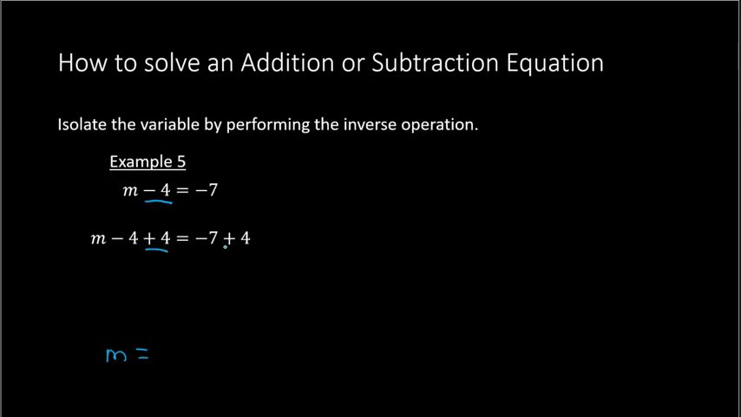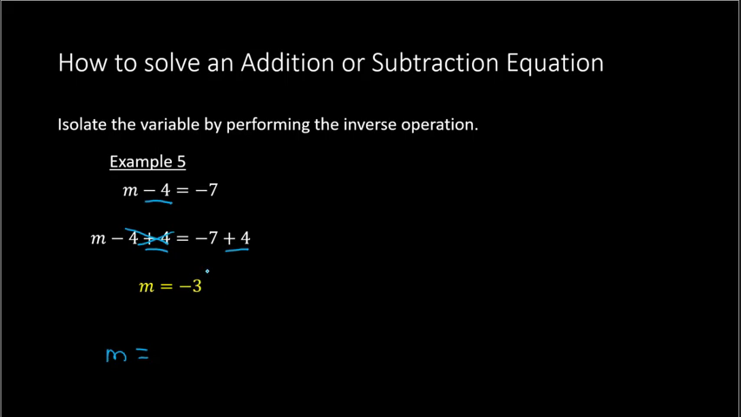So we have to add 4 to both sides of the equation, and when we do that on the left side, negative 4 plus 4 would cancel. That gives us 0. So we have m plus 0, or just m by itself. And then on the right side, make sure you can add and subtract with negative numbers. And assuming we can do that, we have negative 7 plus 4, and that would give you negative 3. So our solution would be negative 3.